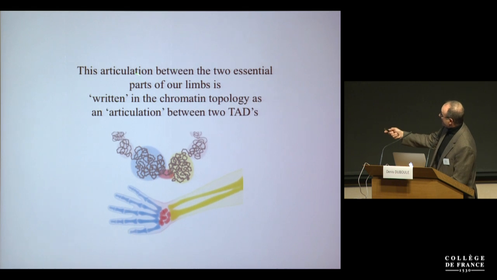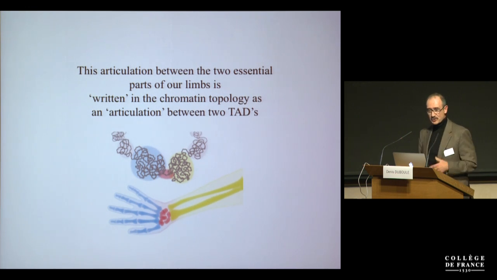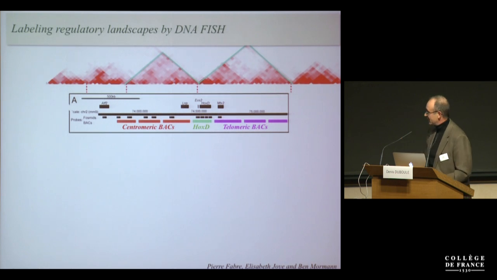So this articulation between the two essential parts of our limbs, in a way, is written in the chromatin topology as a sort of articulation between two TADs. And when you look at your arms moving like this, when you see this extraordinary articulation, you have to see two chromatin domains which are somehow articulating with one another. Now, can we see these domains?